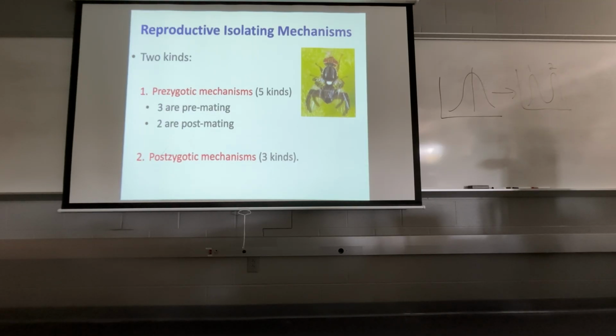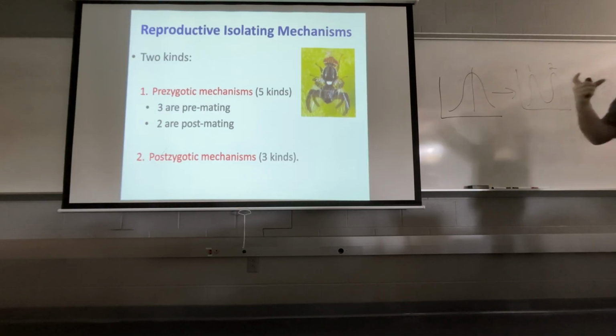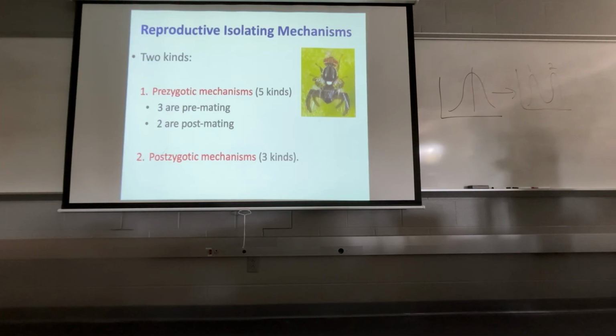So prezygotic means these are going to be mechanisms that arise in organisms that prevent the male and female from actually reaching the point of mating or finding each other. All right, so they never breed. They never release gametes to each other. And so they're called prezygotic because they happen before the zygote, right? You guys remember what the zygote is, right? It's the product of sperm and egg meeting, right? So we're going to prevent the sperm and egg ever from meeting and forming a zygote.